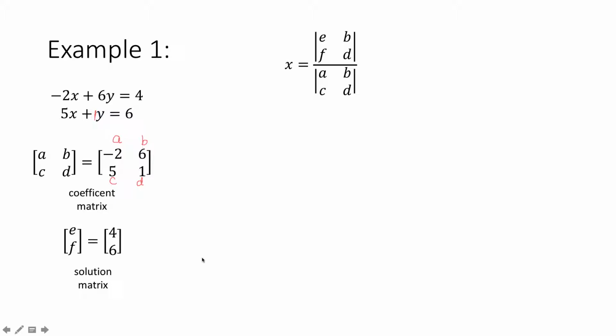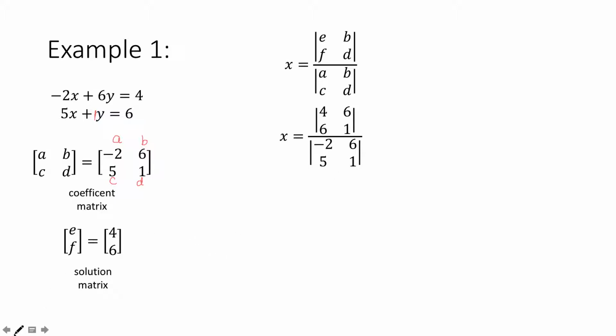All right, so this is the formula to find X. I'm going to replace A and C with E and F. B and D will stay the same. So E, F, B, D stays the same, and then the bottom is your original matrix. So let's substitute. E is 4, F is 6, B is 6, D is 1. My original matrix: -2, 6, 5, and 1.